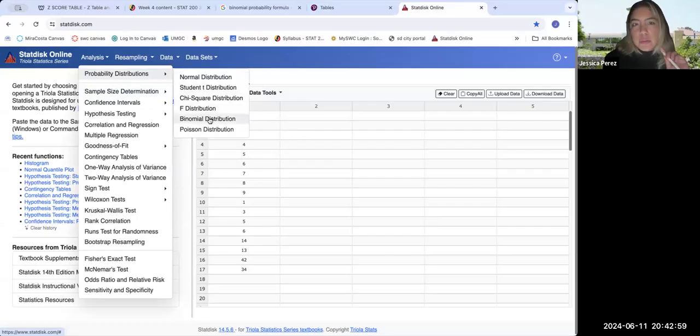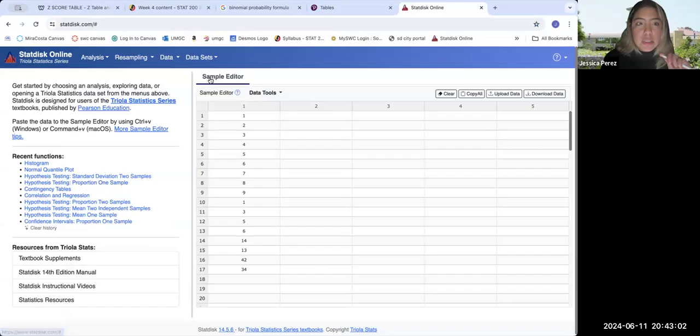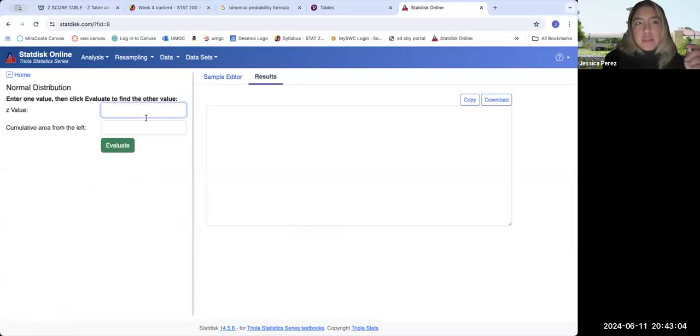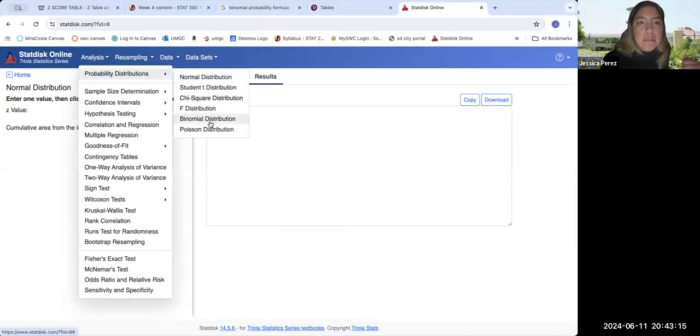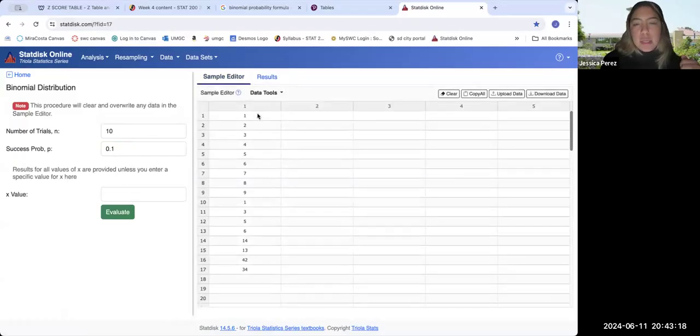So we have a binomial distribution, Poisson, and a normal distribution here for particular z values. If you know the z-score value and you're looking for the cumulative area from the left, you can get the answer really quick. You can look at the binomial distributions, and this is where you would select the data. All you really need is the number of trials n, the probability p, and the number of successes x. That's all you need, really.